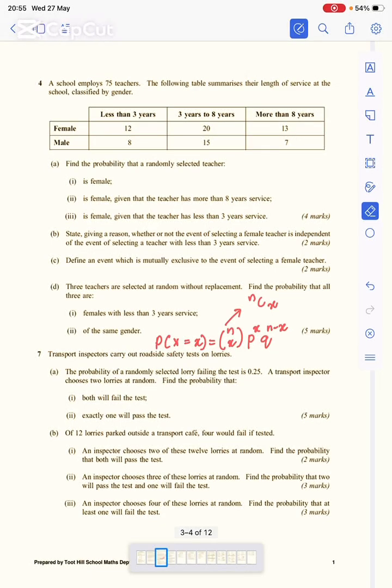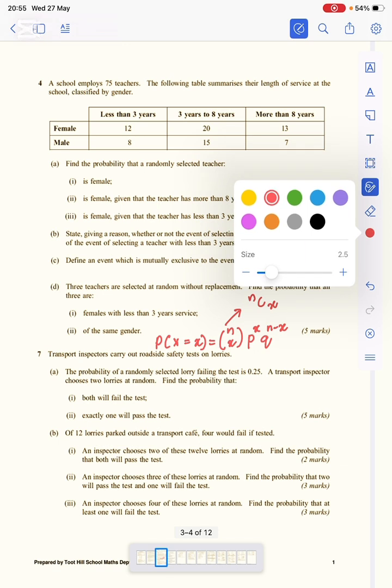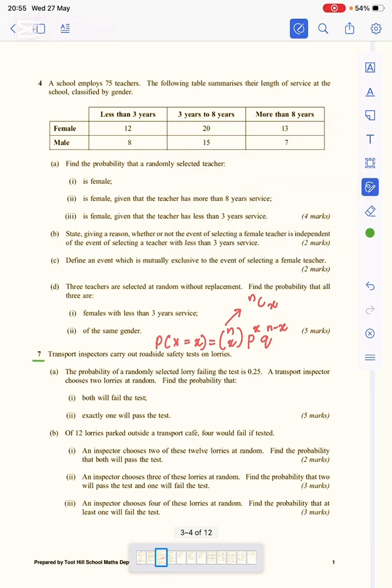Okay, so we are going to look into question number 7. Transport inspectors carry out roadside safety tests on lorries. Part A: the probability of a randomly selected lorry failing the test is 0.25. A transport inspector chooses 2 lorries at random. Find the probability that both will fail the test.